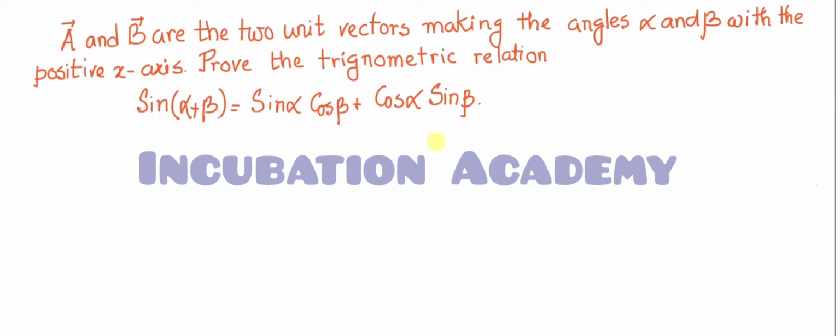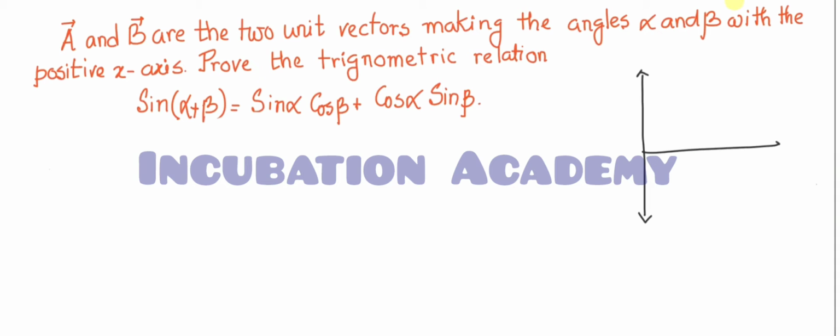For that purpose we consider this as my two-dimensional axis. One is the x-axis, another one is the y-axis. In this particular case we are considering two vectors. One is the a vector, another one is the b vector. Obviously the a vector makes an angle alpha and the b vector makes an angle beta. Why am I taking them on the same side of the x-axis?